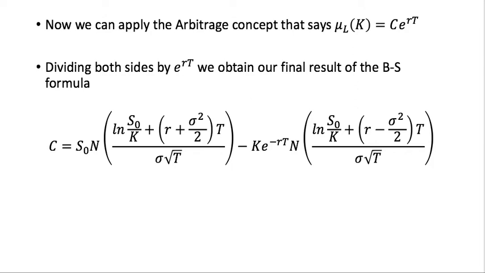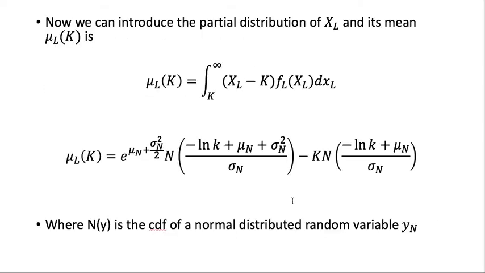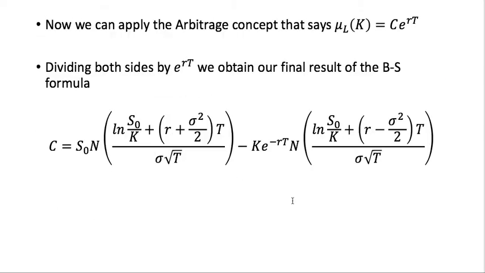And then we divide both sides by e to the RT, so we obtain C by itself on the left side. And then, as you can see, we'll go back to this side. So when I divide this first part by e to the RT, it cancels this e to the RT, leaving just the S0. And then when I divide e to the RT here, I can bring it up and make it negative. And then that's how we obtain our final result.